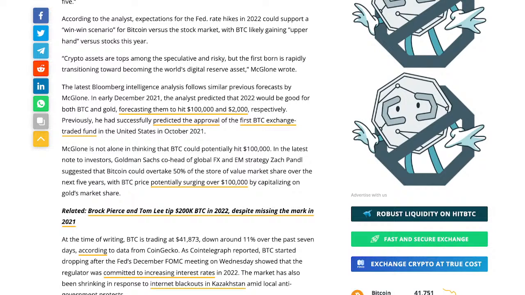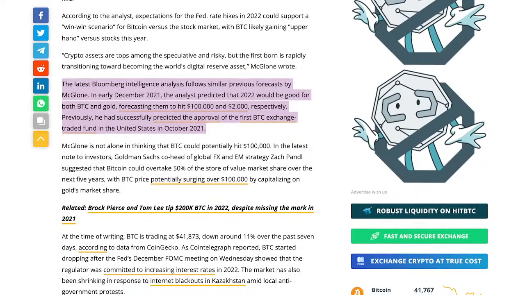So the latest Bloomberg Intelligence analysis follows a similar previous forecast by McGlone. In early 2021, the analyst predicted that 2022 would be good for BTC and gold, forecasting them to hit $100,000 and $2,000 respectively. Previously, he had successfully predicted the approval of the first BTC exchange traded fund in the United States in October 2021. So this is very interesting.